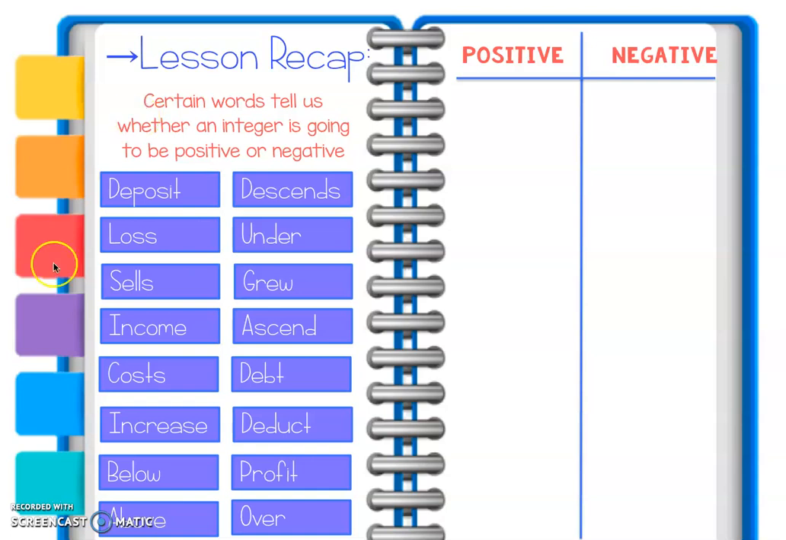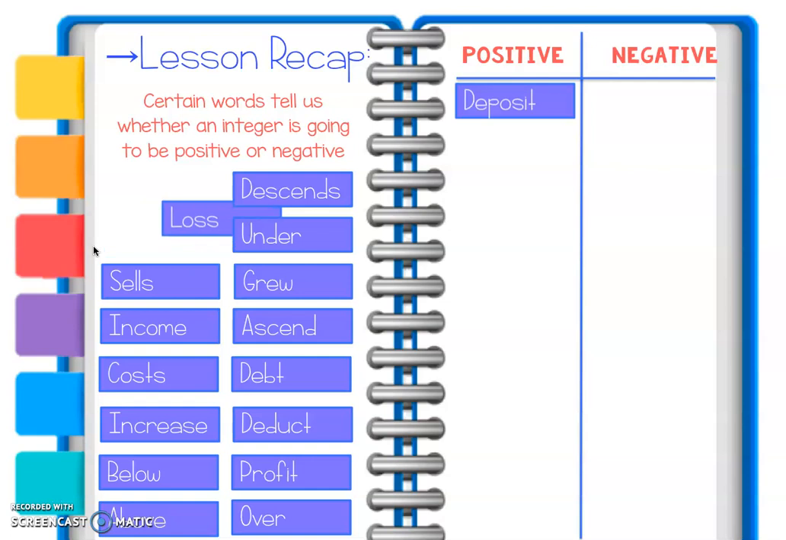So over here we have our list of words and we've got a chart here for positive or negative. The first one we're going to look at is deposits. Deposit means I'm going to go to the bank and put money into my account. So when I'm depositing money, that is a positive integer because I'm putting it into my account. The next one is a loss. If I lose 3 yards on the play, loss tells us that it's going to be a negative. It's going to be a -3.